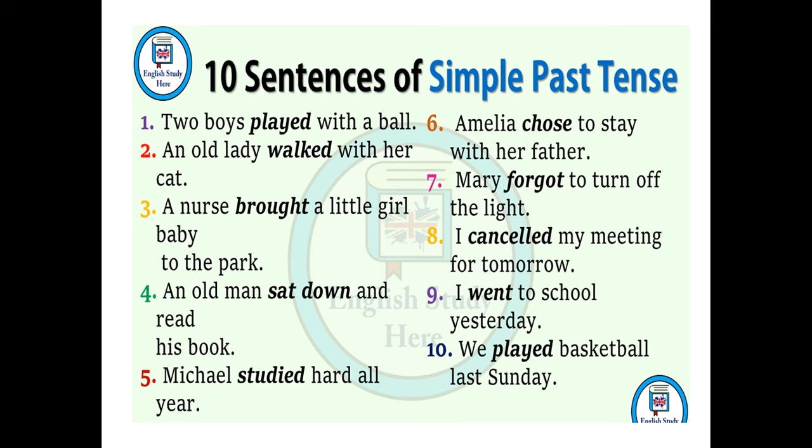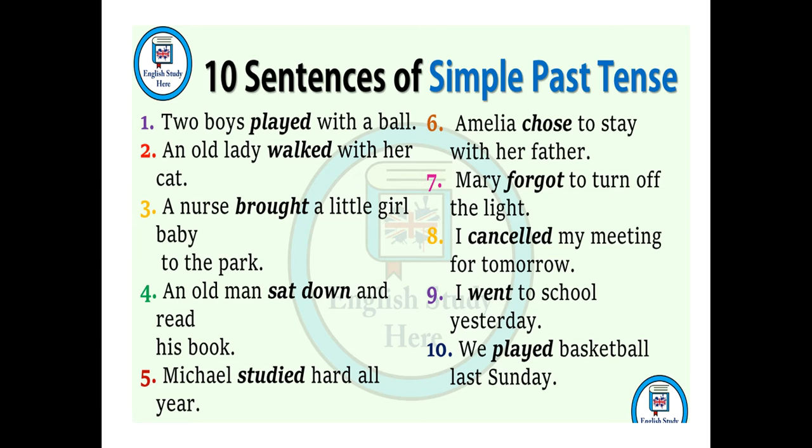Here are the examples of simple past tense. Two boys played with a ball. An old lady walked with her cat. Here the bold words are played and walked. They are added with ed, so they are said to be regular verbs.